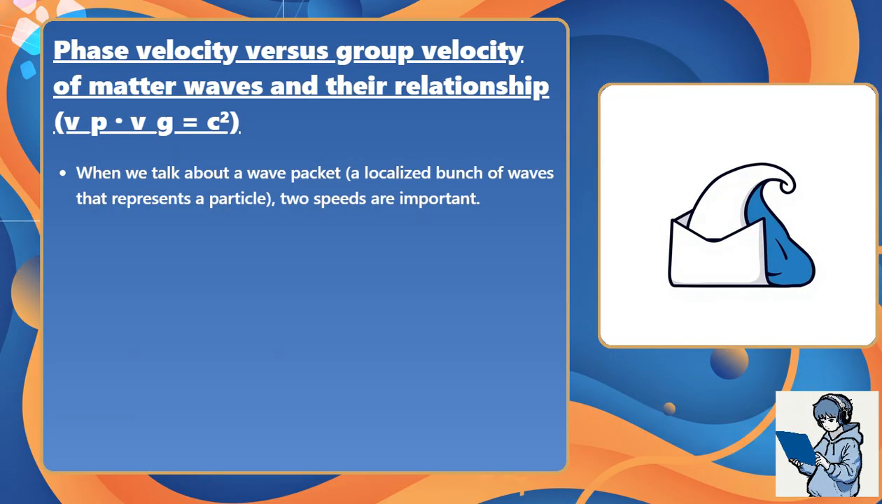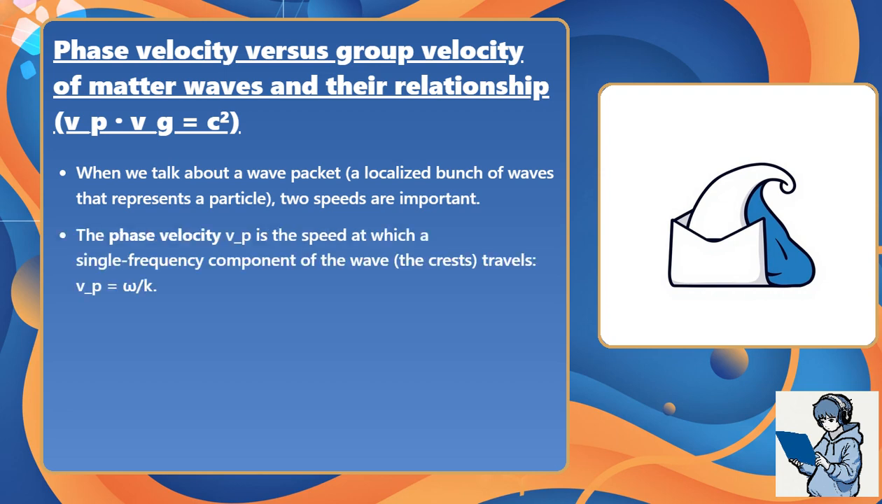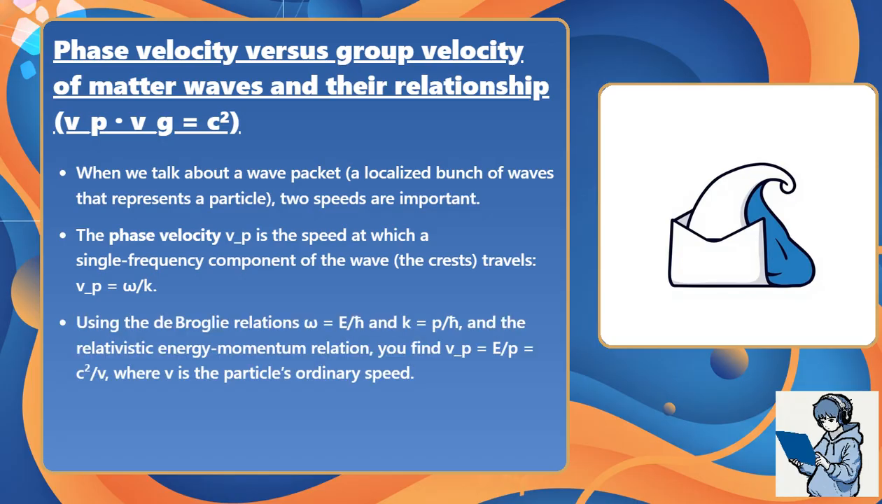When we talk about a wave packet, a localized bunch of waves that represents a particle, two speeds are important. The phase velocity v sub p is the speed at which a single frequency component of the wave, the crests, travels. v sub p equals omega over k. Using the de Broglie relations, omega equals E over h bar and k equals p over h bar, and the relativistic energy-momentum relation, you find v sub p equals E over p equals c squared over v, where v is the particle's ordinary speed.